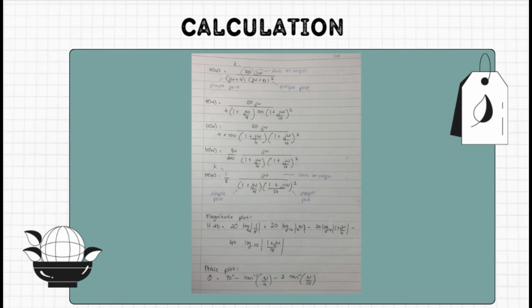Next is calculation. Firstly, we convert the transfer function to a standard format to get the Bode plot. Given transfer function is 15 jω plus 2 over (jω plus 4)(jω plus 10) to the power of 2. After that, we factorize the denominator and it will become 4 times 100. Next, we simplify the 15 over 400 to 1 over 8.